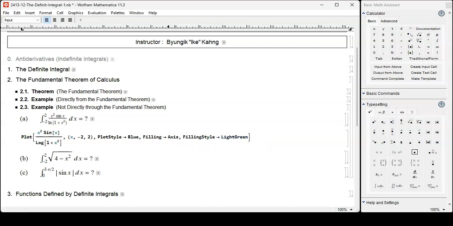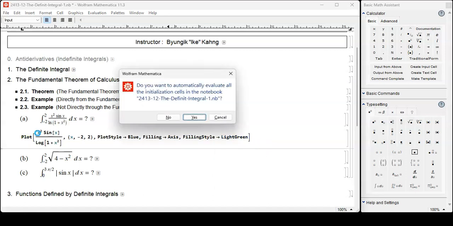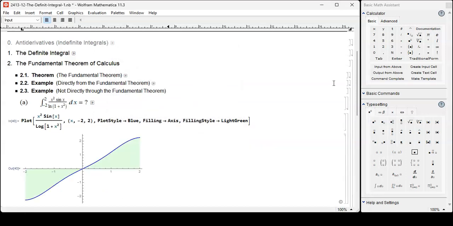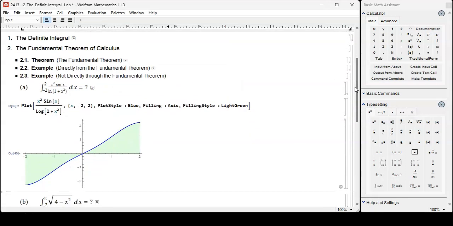Don't pay too much attention to all those mathematical codes. Just look at the graph. What do you see? We have positive area here and negative area there, canceling each other out, and just 0. Do you see that? From -2 to +2, we have an odd function. So the positive part and negative part cancel each other out, and you end up with 0.